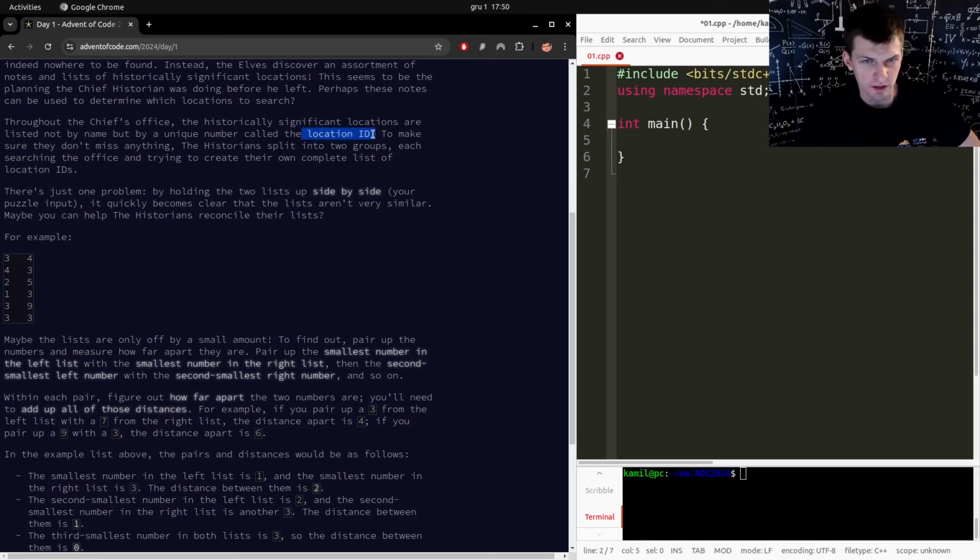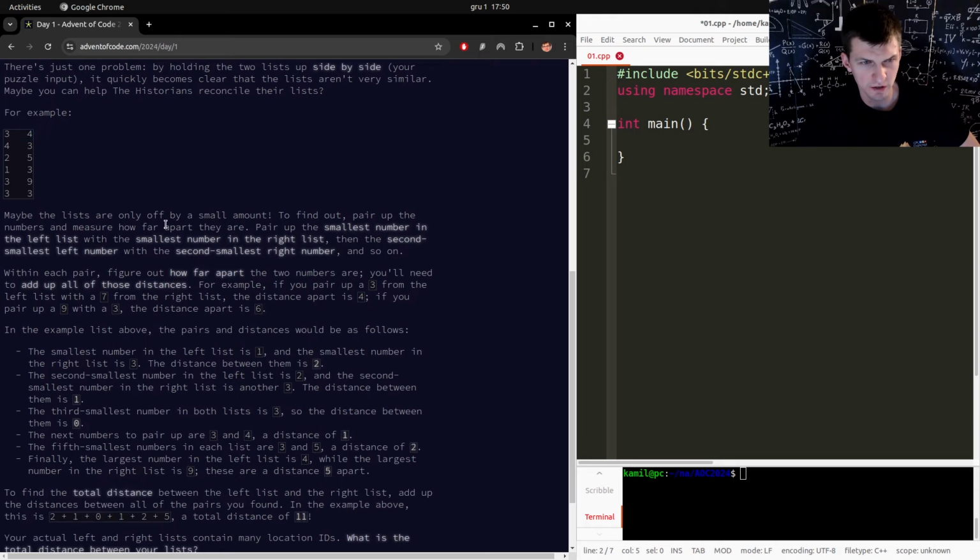Locations are listed by location ID. We split into two groups, each searching the office and trying to create their own complete list. Two lists side by side are not very similar. 3 versus 4, 4 versus 3. Pair up smallest with smallest and so on. Find the sum of distances. Can there be ties? What if there is 3 and 3?